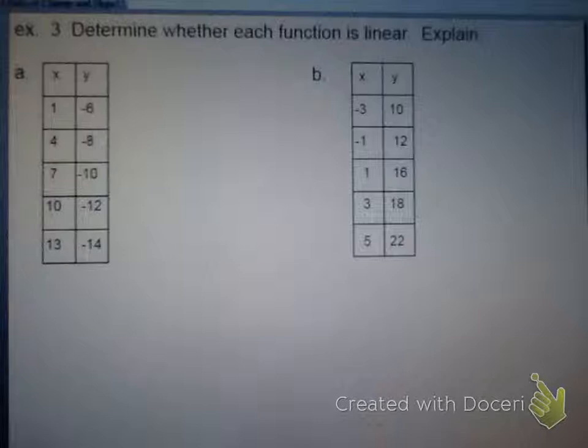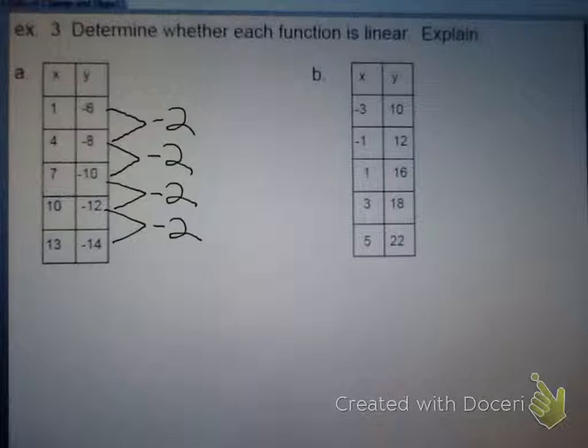Example 3, determine whether each function is linear. If it is a linear function, then the slope from one point to the next is the exact same. The rate of change in your y's over your change in your x's is the exact same thing. So from negative 6 to negative 8, we subtracted 2. From negative 8 to negative 10, we subtracted 2. From negative 10 to negative 12, we subtracted 2. And from negative 12 to negative 14, we subtracted 2. So that is equal. It was the exact same thing. It was constant.